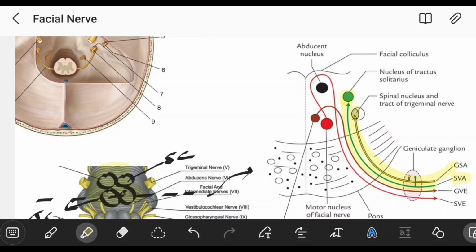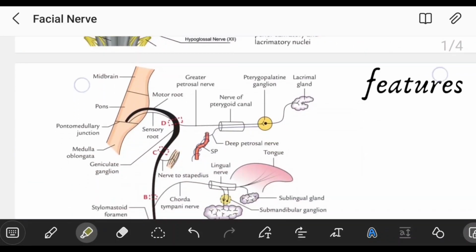Before moving on, I'll just give you some brief. The one which I mentioned in green, the special visceral efferent, supplies the anterior two-thirds of the tongue. It means all the sensations from the anterior two-thirds of the tongue are transmitted to this particular nucleus of tractus solitarius. Then the general visceral efferent supplies the sensation from the skin of the auricle. The sensation from the skin of the auricle is supplied to the spinal nucleus and tract of the trigeminal nerve. So now, without further delay, let's go to the next subtopic.